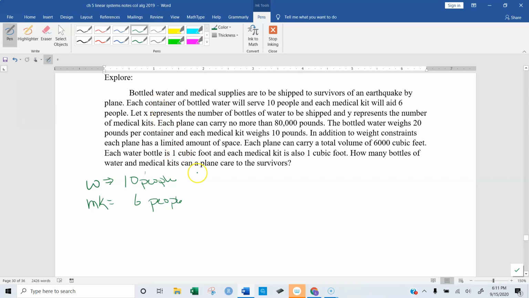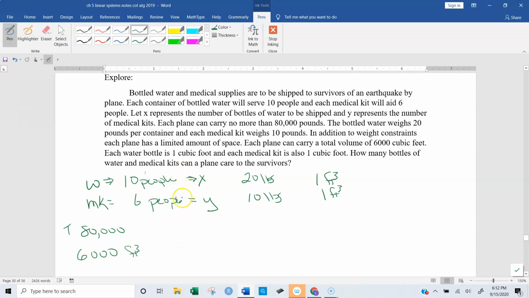I am going to let X be the number of water, so this here is X, and my medical kits is Y from my reading. Okay, I know that water is 20 pounds, and I know that medical kits is 10 pounds, and I know I have a total of 80,000 pounds. That's the total that I've got. I know I have 1 cubic foot for water and 1 cubic foot for medical kits, and I have a total of 6,000 cubic feet on my plane.